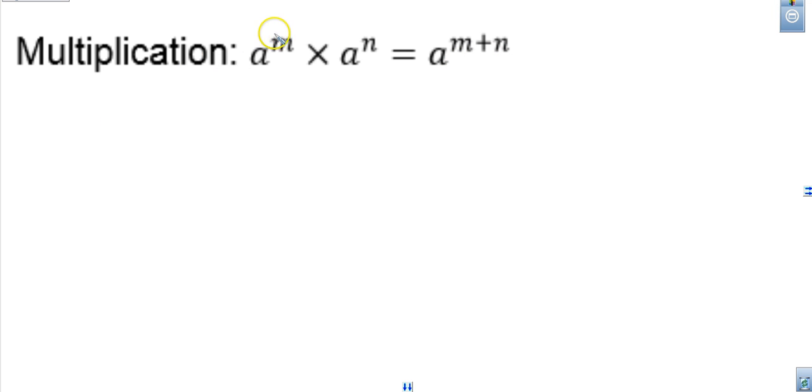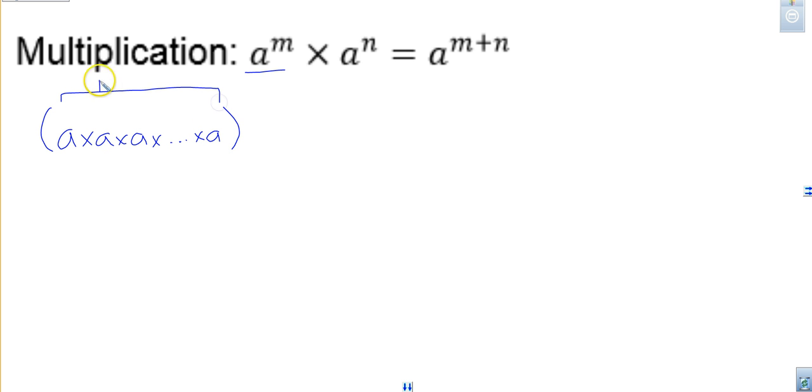Now, the reason why this happens, a to the power of m, what that really means is a times a times a, and so on until you have m number of a's. So if m is, for example, 5, we would have to have 5 a's that are multiplying. Then we're multiplying with that n number of a's. So let's just say a times a times a. We don't know exactly how many that is right now, but there are n of those.